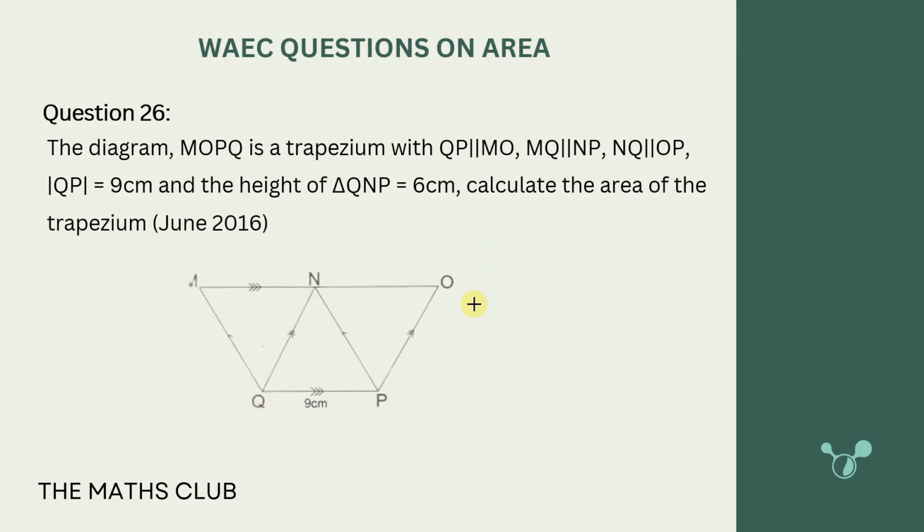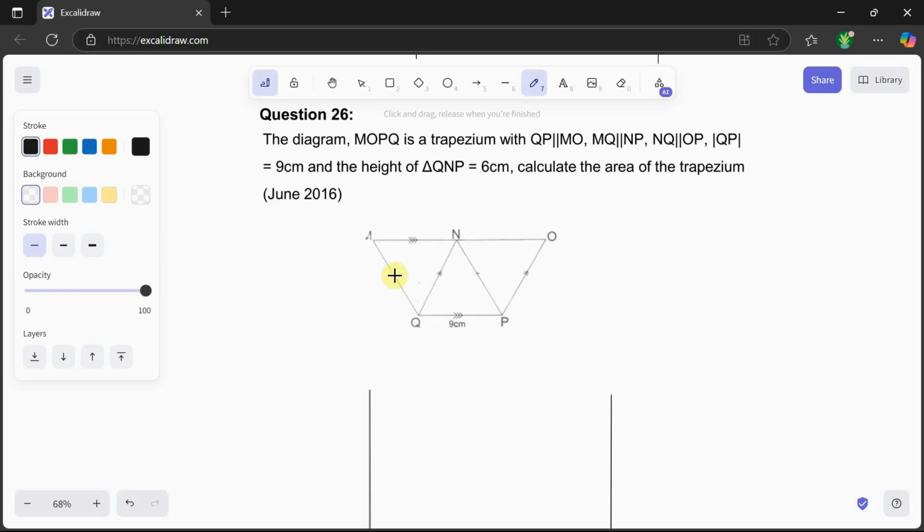Taken from June 2016. So one thing we need to notice is that this guy is parallel to this guy. So that means that this distance here will also be this distance here. Since these two guys are parallel to each other, that means this is 9 centimeter. Also, this guy here is parallel to this guy. Can you see that? So whatever this distance is, this distance will also be it. So this is 9 centimeter too. Everything you need in all these questions are always given, so you just have to read between the lines. I was told that the height, this guy here, is 6 centimeters. That is the height of this triangle QNP, which would be the same thing as the height of the trapezium.